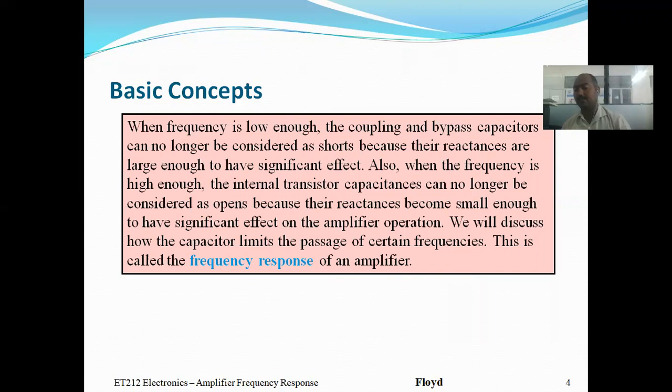In the case of low frequency, the capacitors we use are called coupling as well as bypass capacitors. Coupling capacitors are CC1 and CC2, and CE is called the bypass capacitor. So these capacitors have to be considered when we apply the low frequency, because they take part in the circuit operation. So their effect comes into the circuit. It has less effect, but whatever the effect, it affects the circuit.